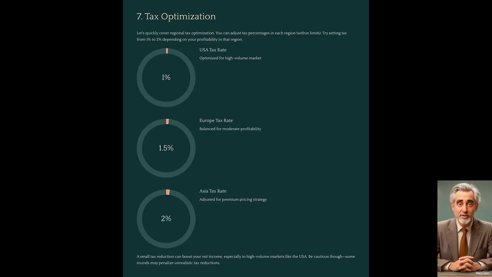Tax optimization. Let's quickly cover regional tax optimization. You can adjust tax percentages in each region, within limits. Try setting tax from 1% to 2% depending on your profitability in that region. A small tax reduction can boost your net income, especially in high-volume markets like the USA. Be cautious though, some rounds may penalize unrealistic tax reductions.